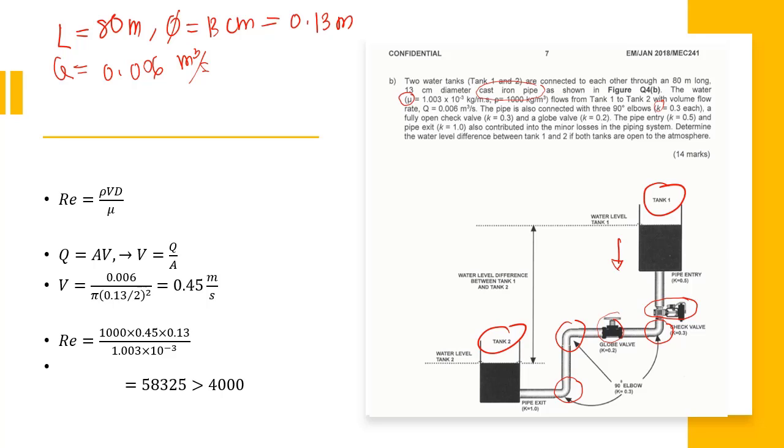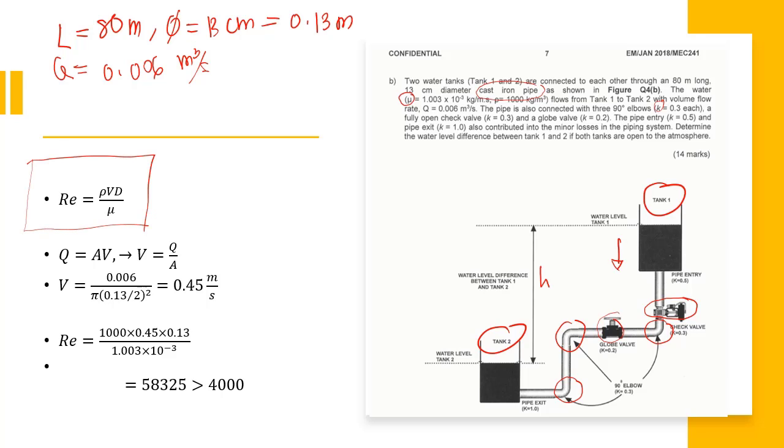Determine the water level between points 21 and 22. Today we will not be looking at how to solve this problem. We're just looking at how to find the Reynolds number only. Now, what type of flow is moving in this pipe? The type of flow can be determined using the Reynolds number.